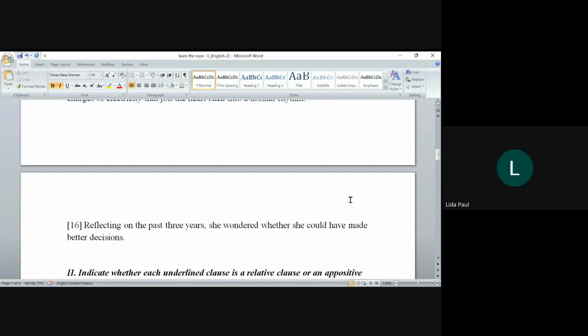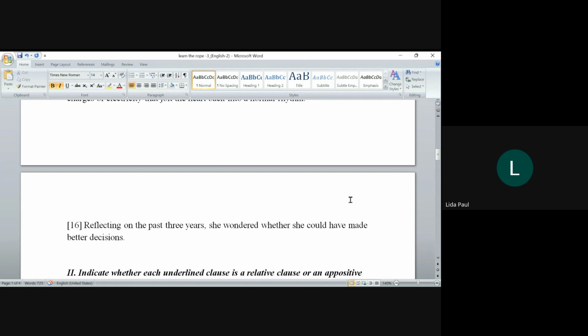Reflecting on the past 3 years, she wondered whether she could have made better decisions. Tell me, what is your independent clause here? Which part do you think is a full sentence? She wondered. Yeah, she wondered whether she could have made better decisions, right?